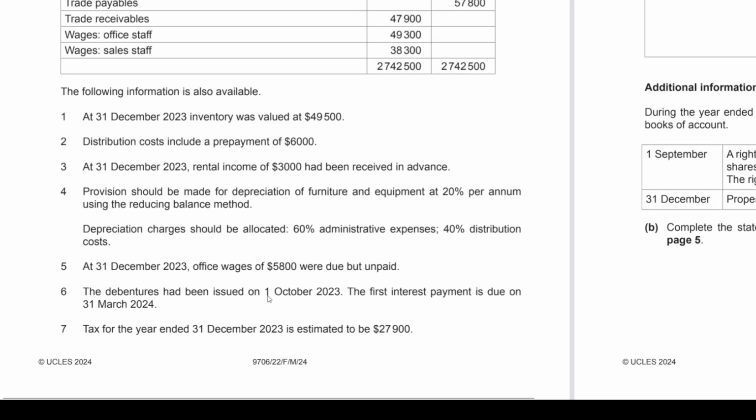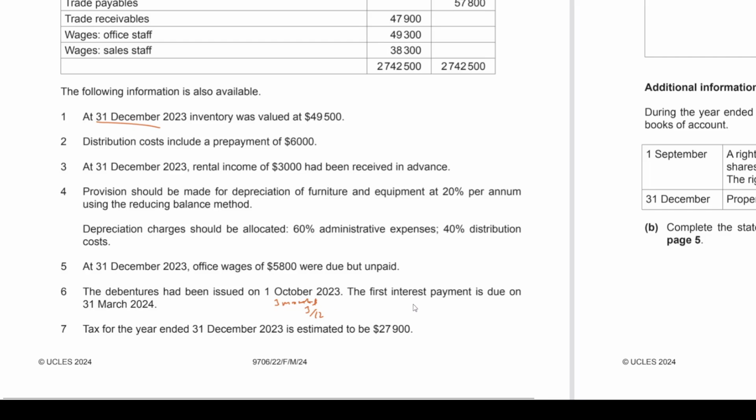The debenture had been issued on 1st October 2023. Now the year end is 31st December, and the debentures were issued on 1st October. That means October, November, December. That's 3 months. 3 months of those are for the current year. What I mean by that is we'll take 3/12 of the interest rate. The first payment is due on 31st March 2024.